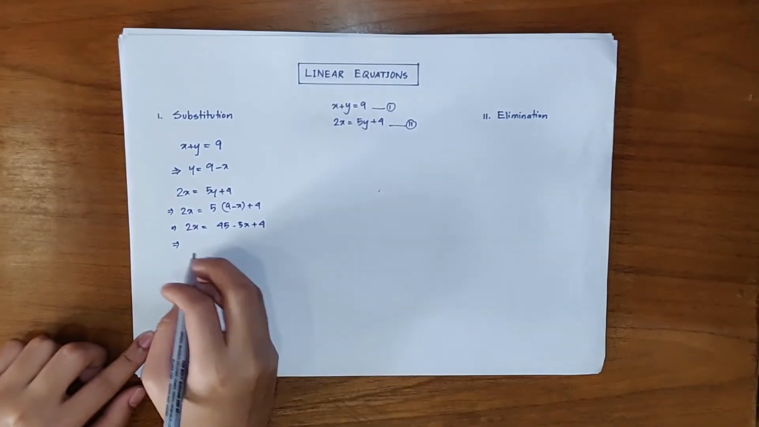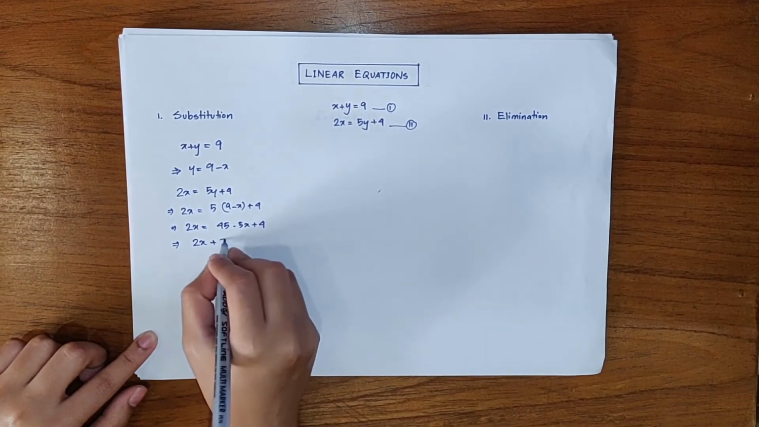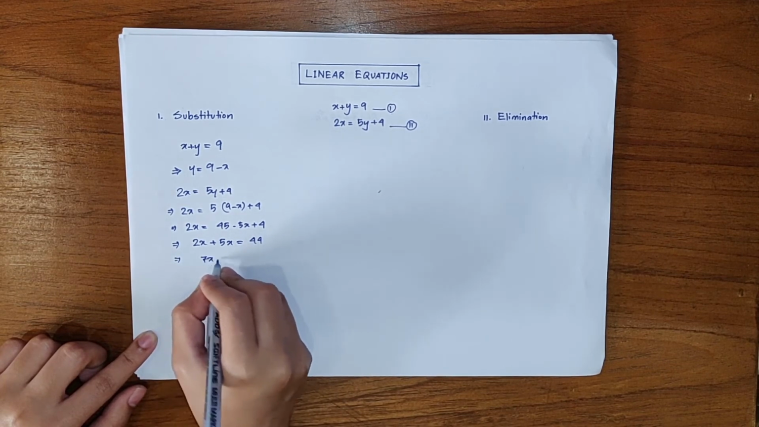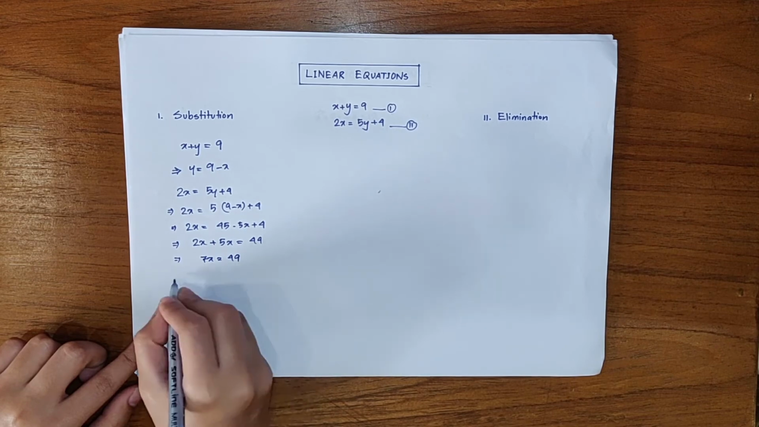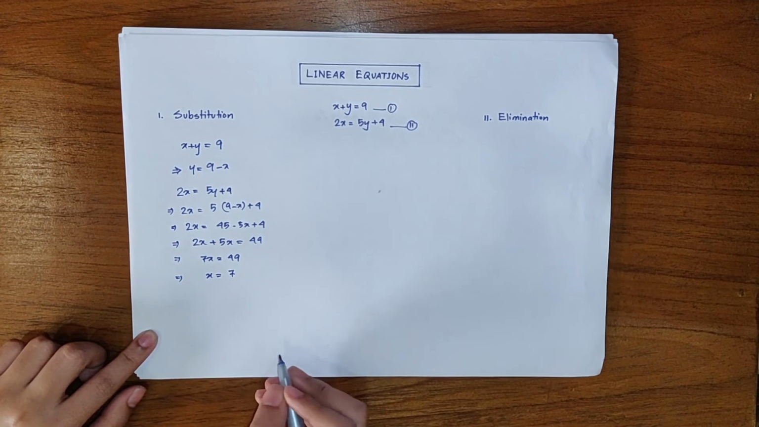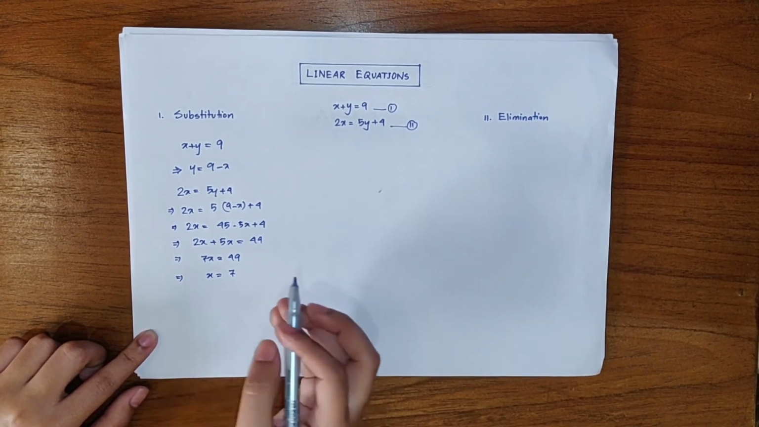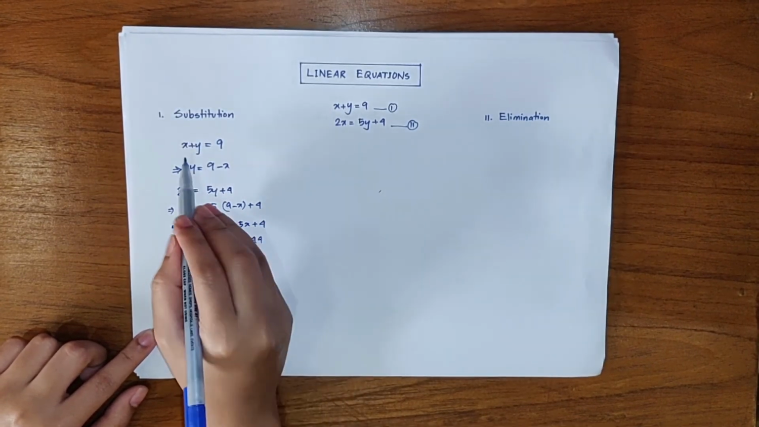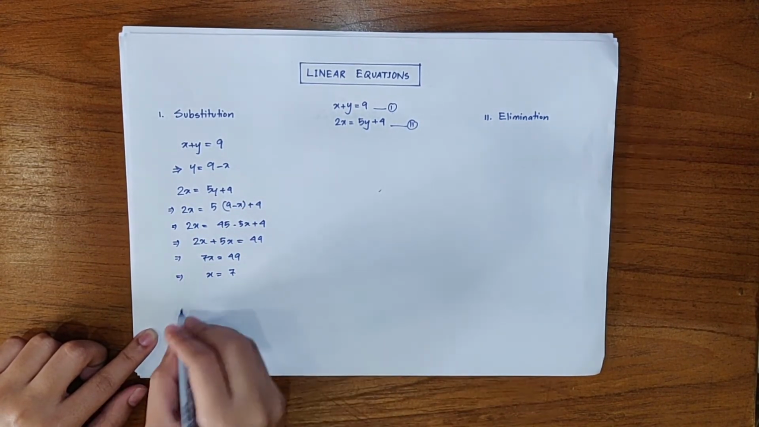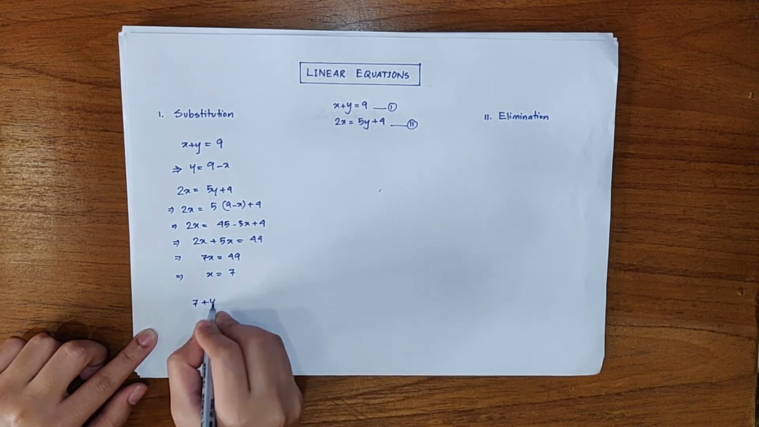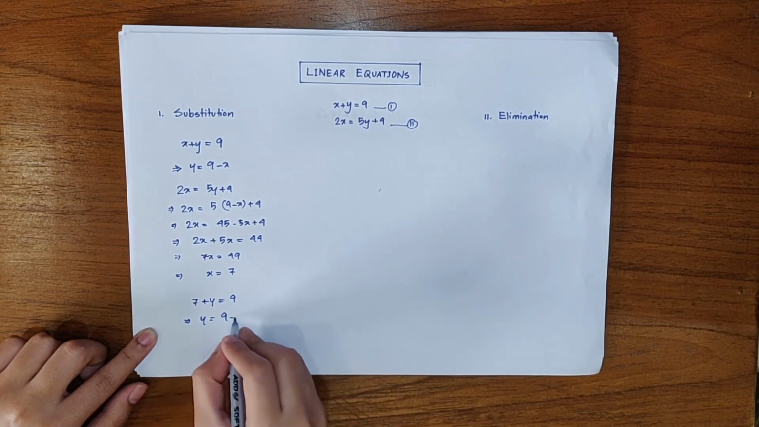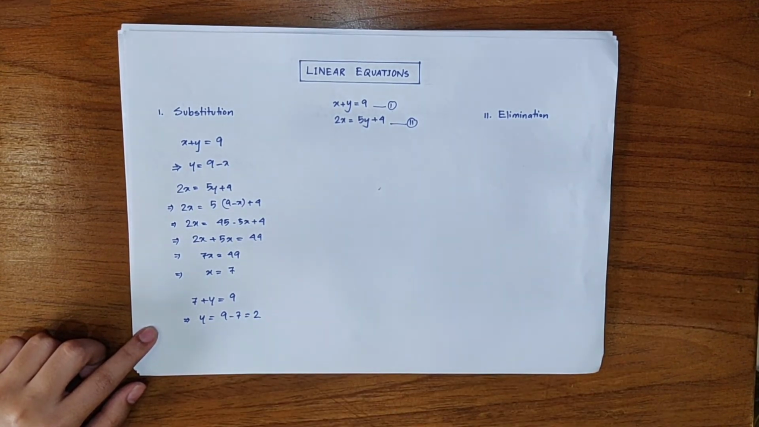So if we solve this, we have 7x is equal to 49. So x will be 7. Now since we have x equal to 7, we can easily solve for y using equation 1. If we plug in the value of x in equation 1, we will get 7 plus y equal to 9, which means y is equal to 9 minus 7. So y is equal to 2.